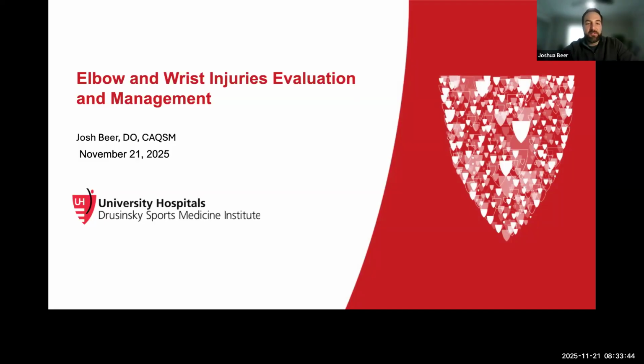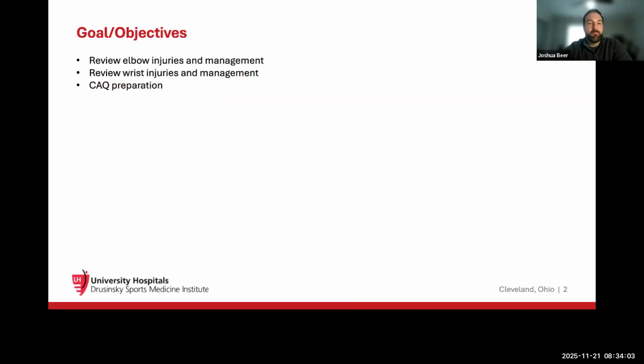A lot of times in clinic, we're seeing a lot of knee, hip, shoulder, and maybe not as much wrist, elbow injuries. So it's good to get this at least from a lecture standpoint, so as you're preparing for boards, you have something that you can fall back on. So today, again, we're just going to review some elbow injuries, wrist injuries, and if there's time at the end, we'll do a few CAQ questions.